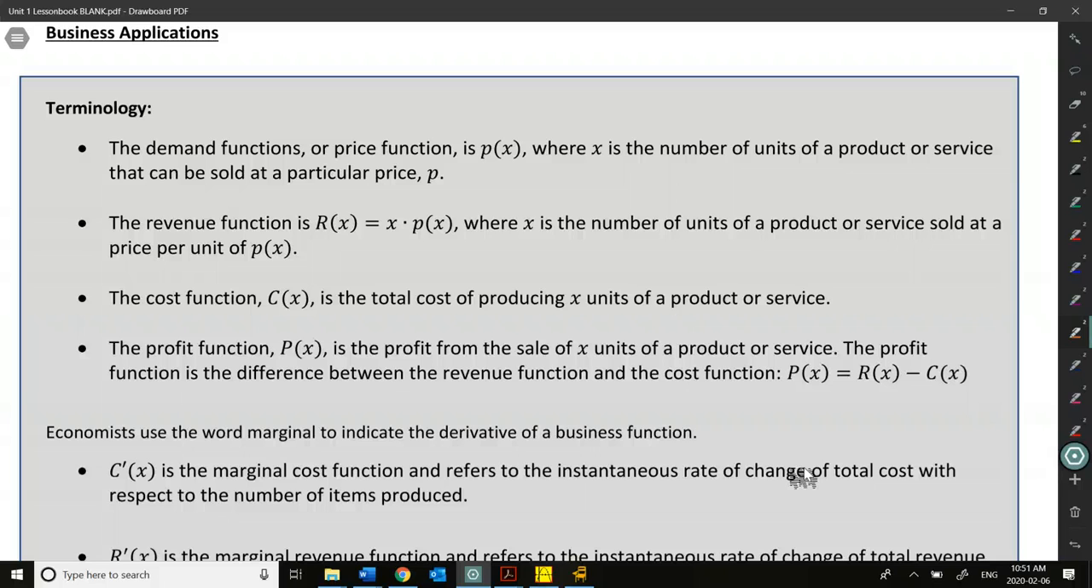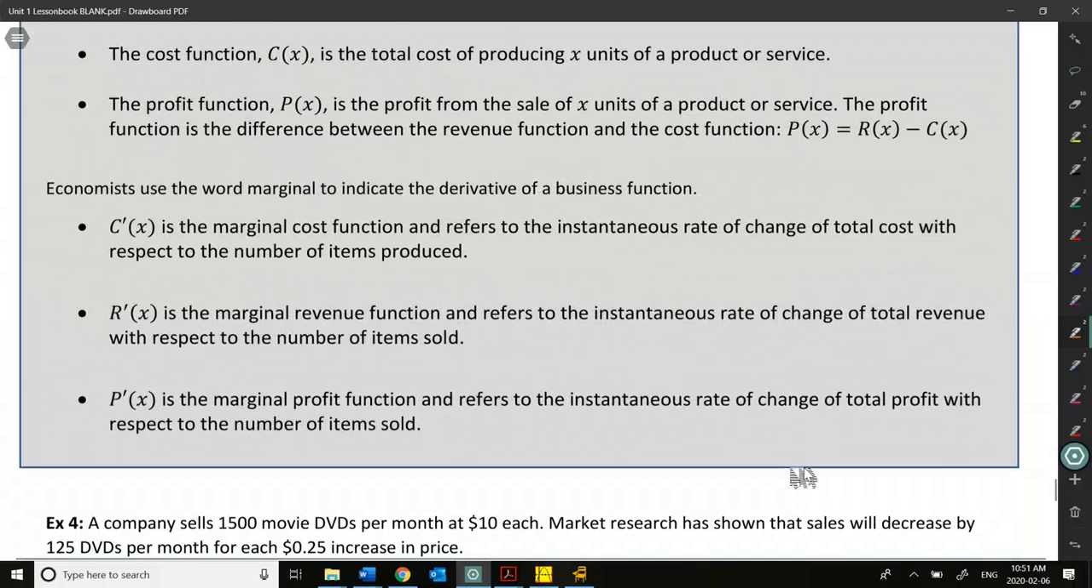Profit function, so if I have my revenue, that's the money that I'm making for selling my units. If I subtract the cost that it took me to create those units, then I have my profit. So the extra that I get after I pay for those actual units that I'm selling. In calculus, economists can actually use marginal cost and marginal profit and marginal revenue to give us more information about a particular thing that's being sold, let's say.